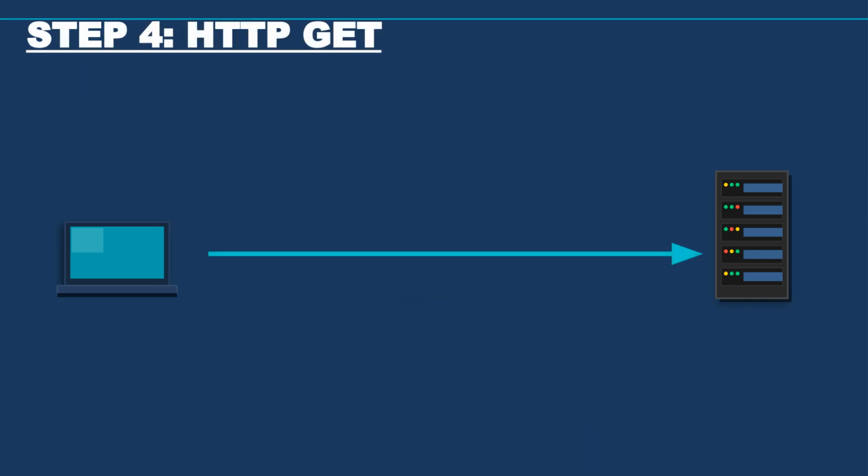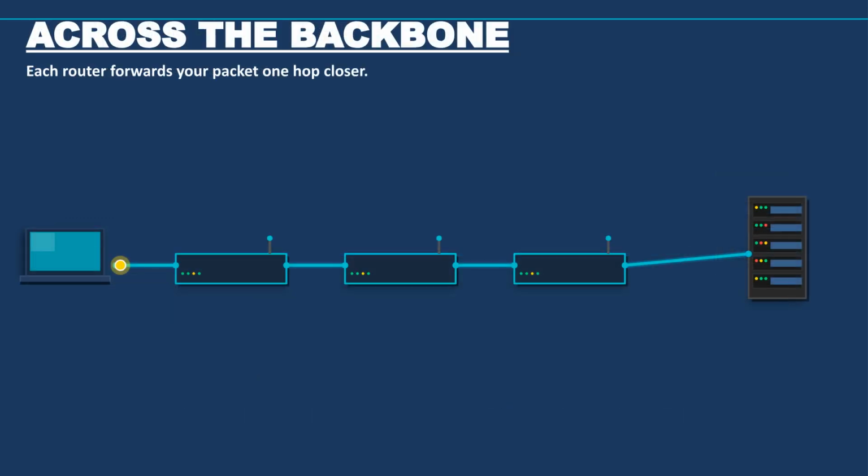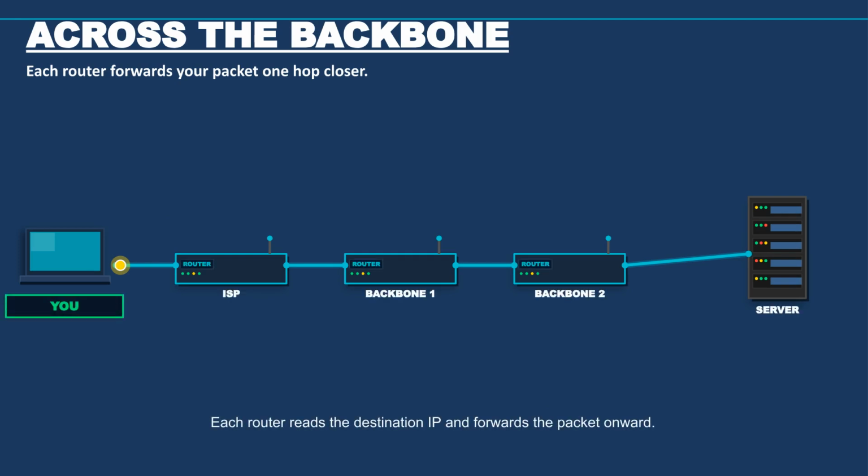Step 4 is the HTTP GET request. The actual request leaves your laptop, encrypted by TLS, essentially asking the server, "Send me the page at example.com." Your request travels across the backbone of the internet. Each router reads the destination IP and forwards the packet onward, one hop closer to the server.